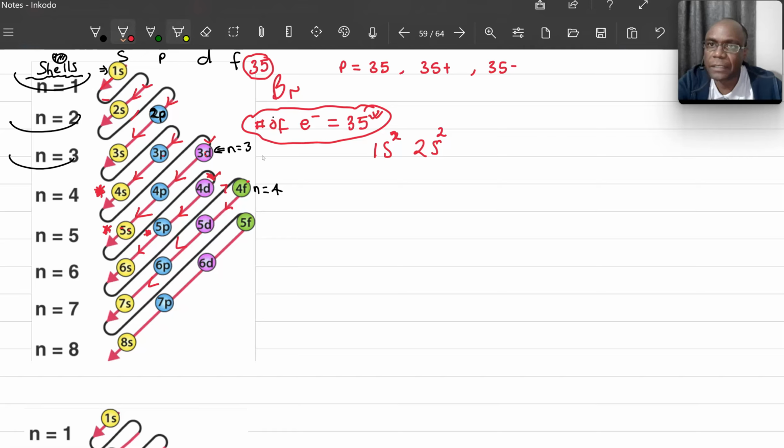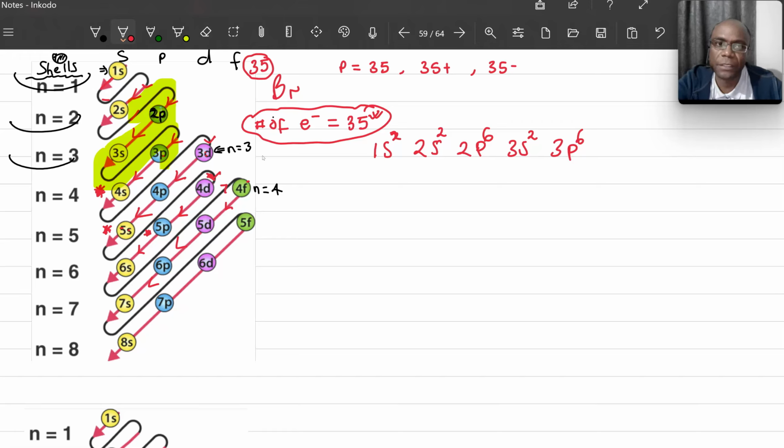Next, after 2s, where do I go to? I'm going this way. I'm at the 2p. So 2p, p has px, py, pz. It carries a maximum of 6. Now those are 10 electrons accounted for. After that, I go to the 3s. 3s carries a maximum of 2, the s orbital. Then after 3s, I'm following my arrow. I'm going to 3p. 3p carries a maximum of 6. So far, I have 18 electrons accounted for.